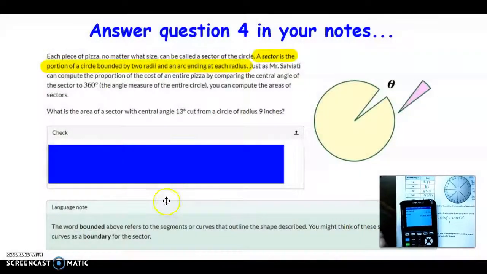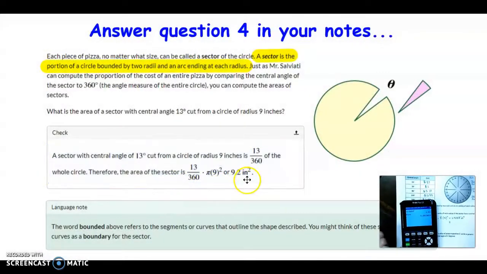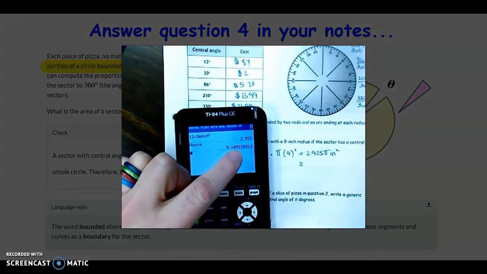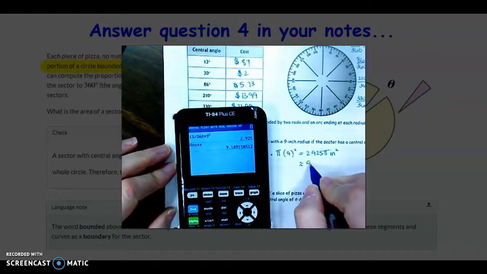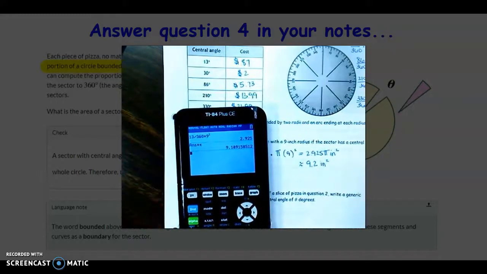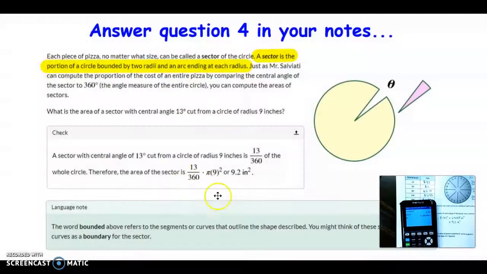So in the problem that we're looking at, it looks like they round to the nearest tenth. So we can see that that 1 in the tenth spot, because of the 8 next door, becomes a 2. So this is approximately 9.2. Don't forget your units are squared since we're talking about area. So it's approximately 9.2 square inches. But again, it's just a fractional part of the whole area.